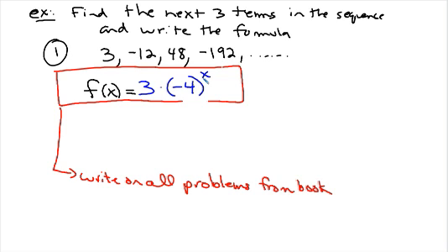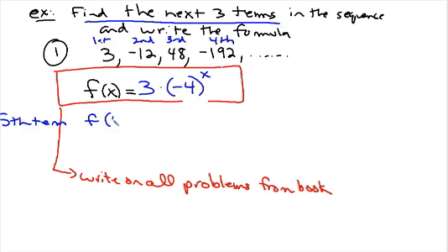All right? So this says find the next 3 terms. There's a couple ways you could do this. All right? This is the first term. This is the second term. This is the third term. This is the fourth term. If I wanted to find the 5th term, I would find f of 4. Remember that? We plug in 1 less. So you could use the formula.